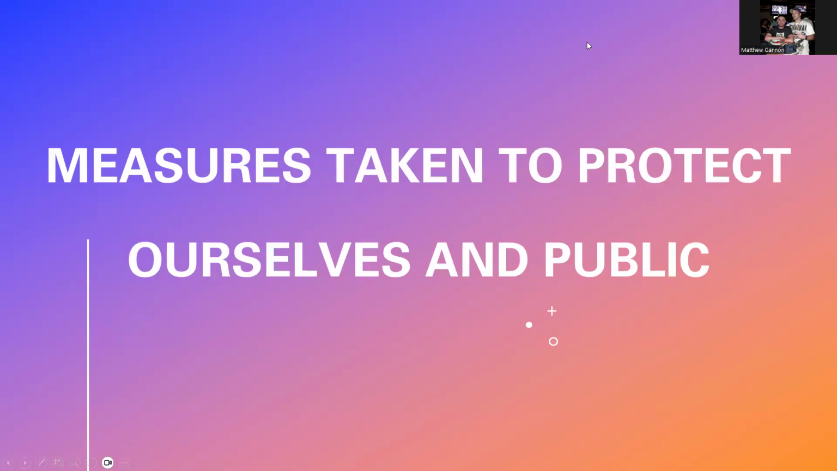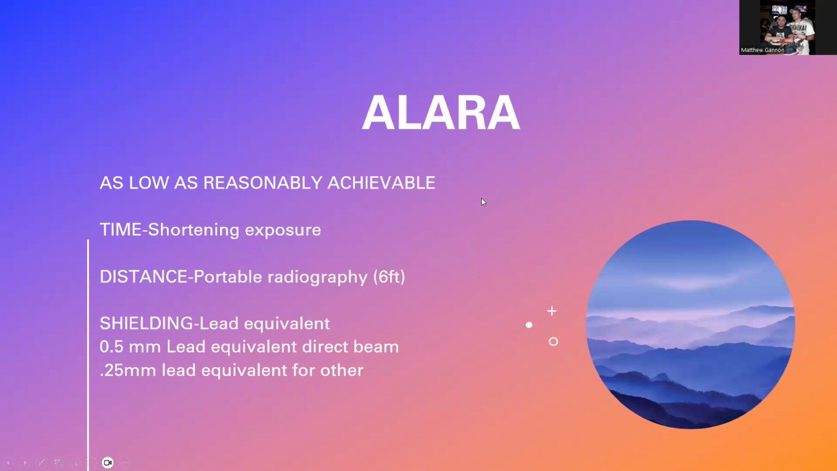Okay, what measures do we take to protect ourselves and the public? Here's a big one, ALARA. We all know what this is. As low as reasonably achievable. So that means we need to get a diagnostic image, but we are going to give that patient the lowest dose of radiation possible in order to get that image. We don't want to overexpose them. We don't want to take any unnecessary images. We don't want to do anything that's going to increase that exposure if it's not necessary for our diagnostic image.